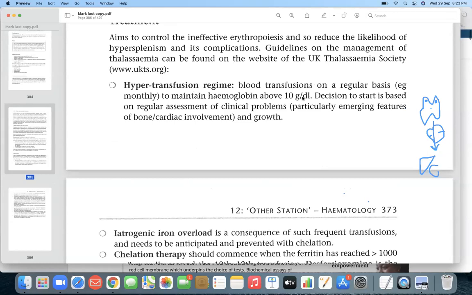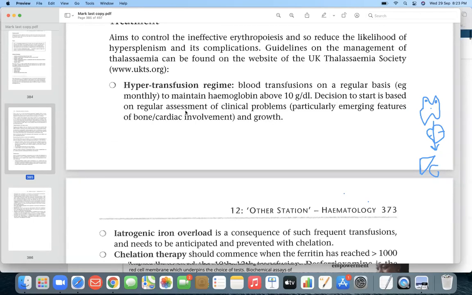Hypertransfusion regime: blood transfusion on a regular basis, for example monthly, to maintain the target. So you should know your target. Your target hemoglobin should be about 10 grams per deciliter. Keep your target as 10. So at least once a month, regular blood transfusions are given to keep hemoglobin about 10 grams per deciliter.